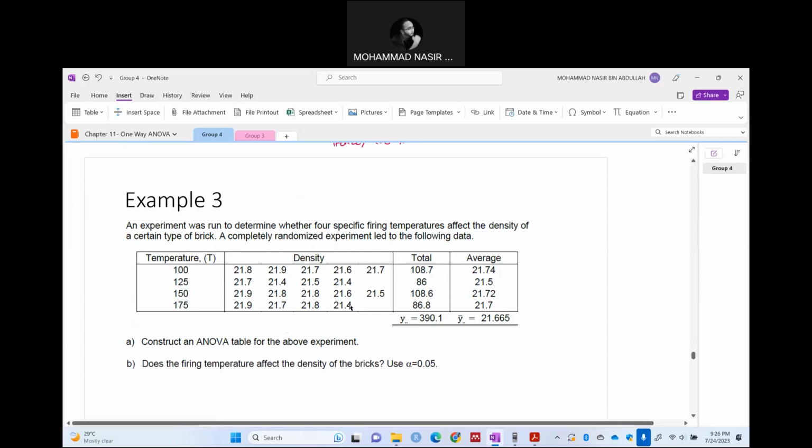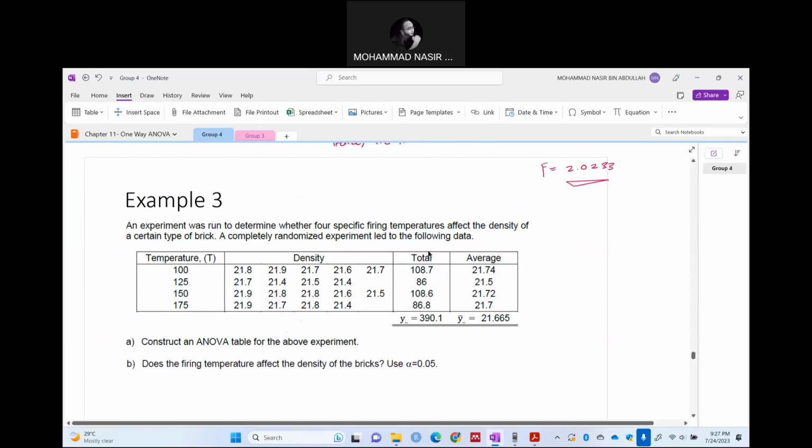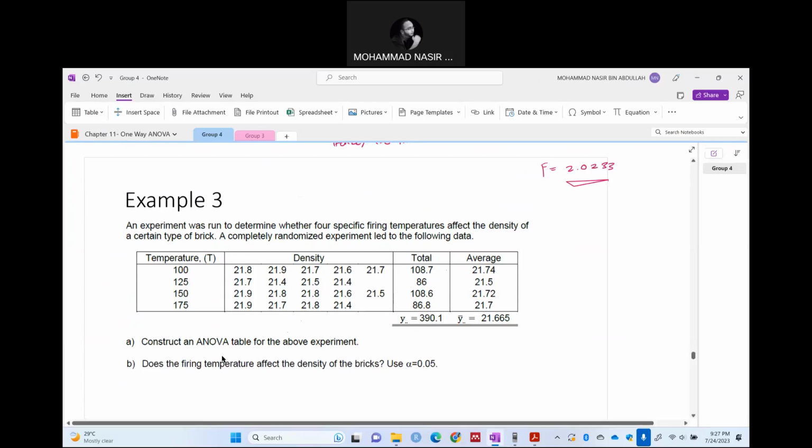Ini you nak try buat sendiri? Sendirilah. I tak mau tunjuk lah. Okay. So, I bagi tahu the F value should get 2.0233. Right. The F value is 2.0233. So, you compute by yourself. Try recompute balik. Jangan tengok total ni. Try compute balik yang baru lah. And then test the hypothesis to compare the different temperature effect on density of the brick.